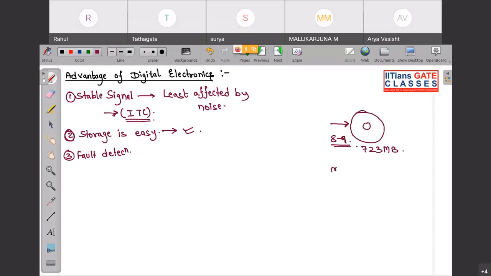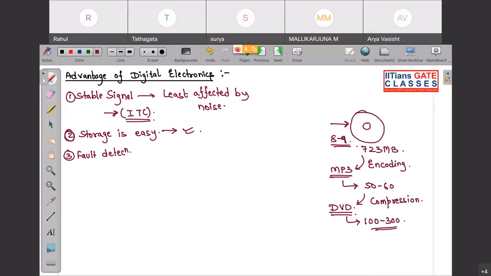Then came MP3, where we had some kind of encoding. I will not go into that. We used to store 50 to 60 songs in one compact disc due to encoding. Then came the DVD, where along with encoding we also had compression, so we were storing 100 to 300 movie songs depending on the compression level.